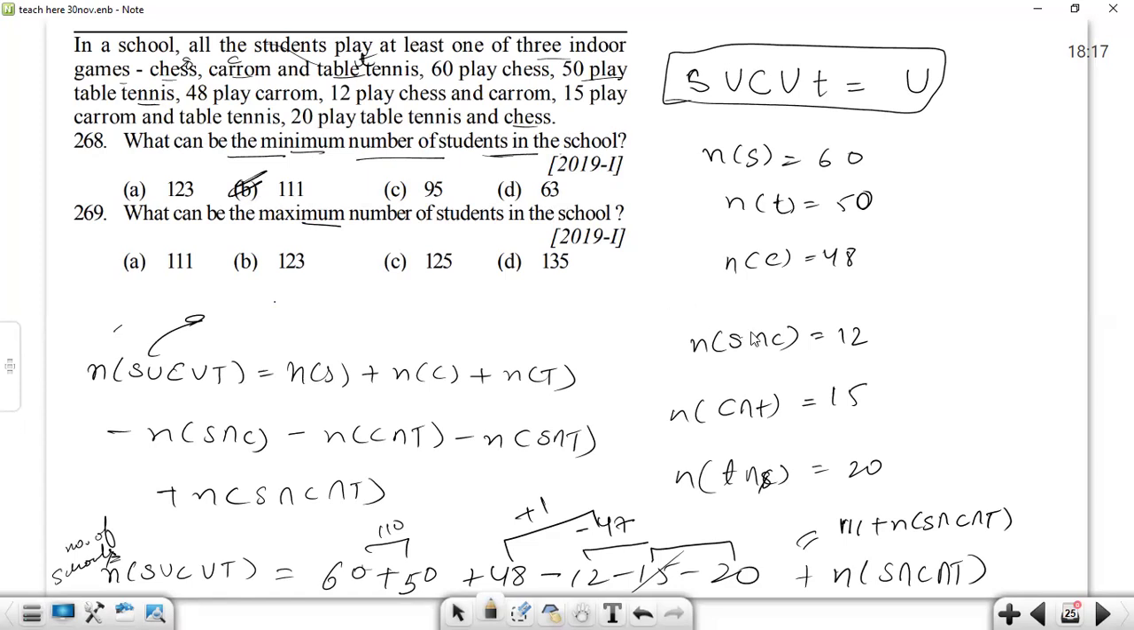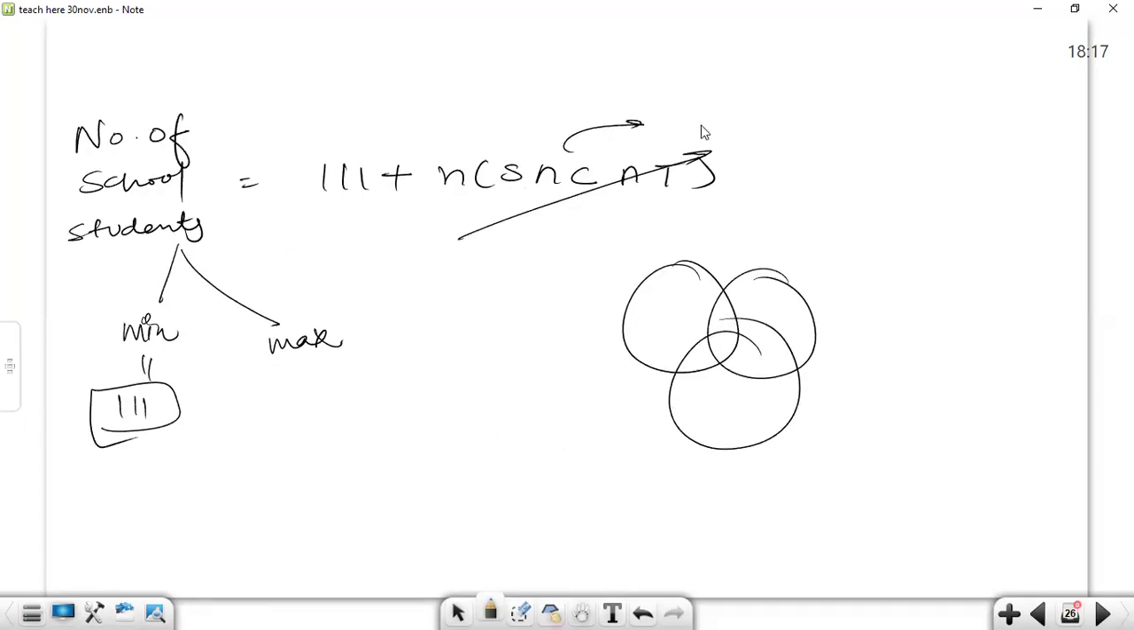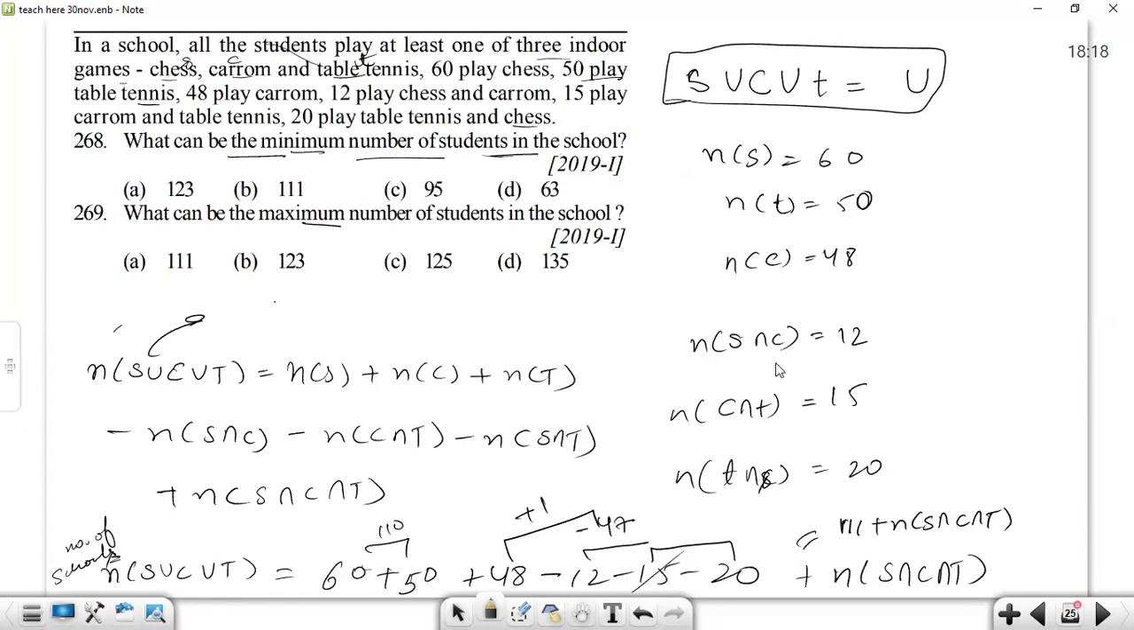And for the maximum number of students, this intersection has to be maximum to get the whole sum as maximum. As we know, these three sets are like this, and the intersection of three sets has to be maximum, whereas the intersections of two sets are given to us with these cardinalities. So for finding the number of elements common to all three sets, it has to be maximum. It is given that 12 students are common in these two sports, 15 students common in these two sports, and 20 students common in these two sports.